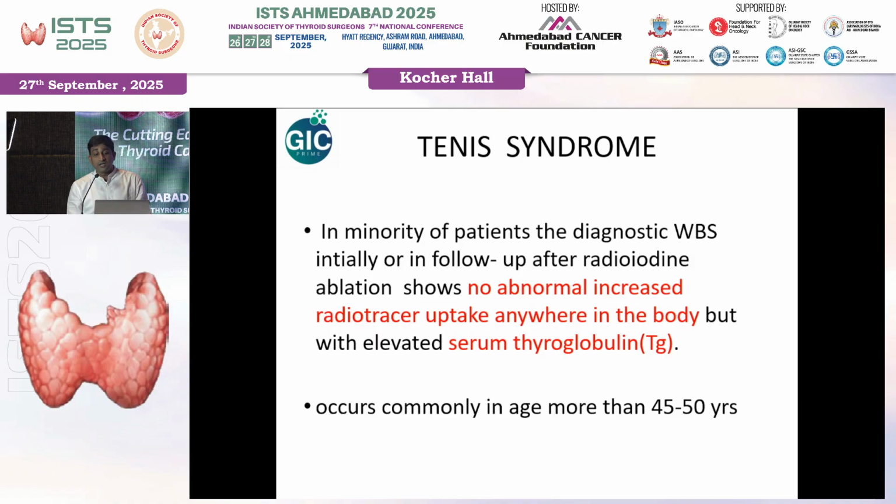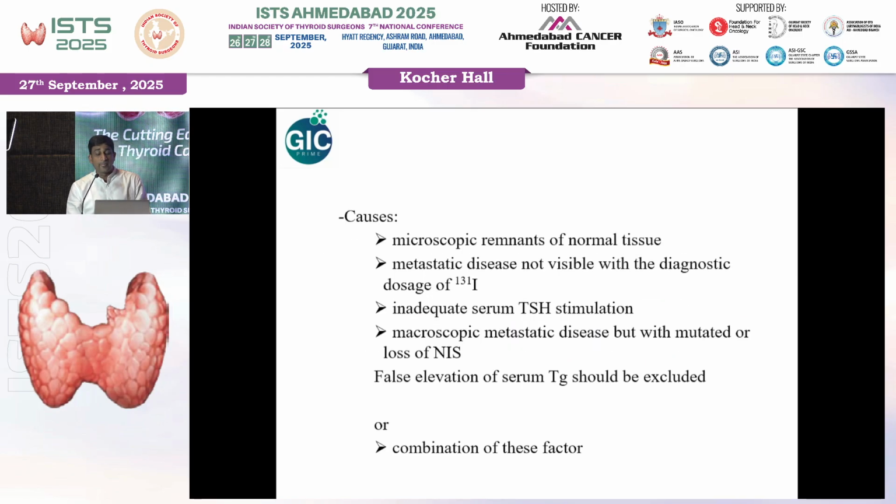Commonly, it occurs at the age of 45 to 50 years. The main cause of TENIS syndrome is microscopic remnant of normal tissue, which is not seen on the iodine scan. The second is metastatic disease not visible with the diagnostic dose of iodine 131. Sometimes a patient presents with lung mets, a small lung nodule not seen on the diagnostic scan, but when we do the therapeutic scan, it shows on the iodine scan. So this is a cause when the iodine scan is negative and thyroglobulin level is increased. This is a cause of TENIS syndrome.